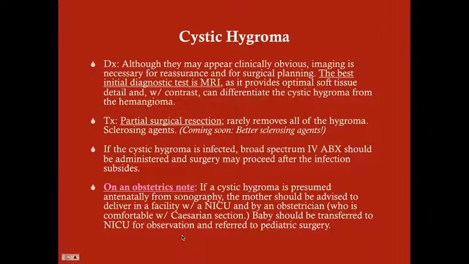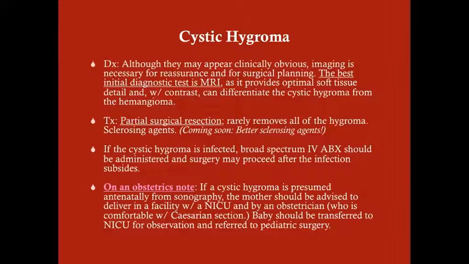So for diagnosis, although they can appear clinically obvious, imaging is really important for reassurance and surgical planning. So the best initial diagnostic test is going to be an MRI. And you want to get an MRI versus a CT or sonography here because it provides optimal soft tissue detail. This is a soft tissue problem. And you should get it with contrast because this can differentiate the cystic hygroma from a hemangioma, which is another kind of growth that you can get on the neck, which is also congenital.